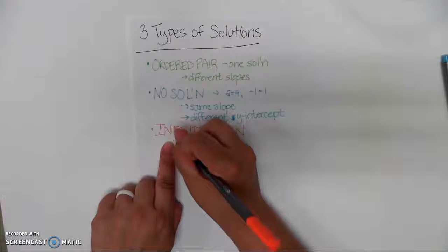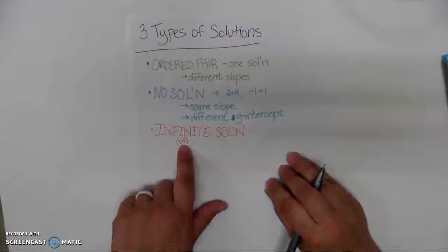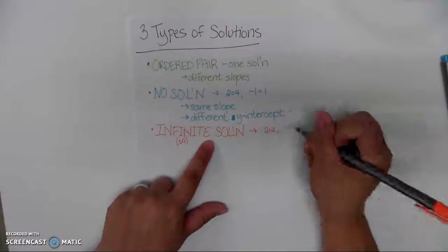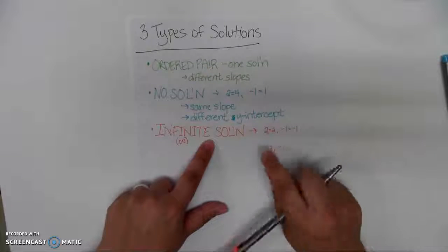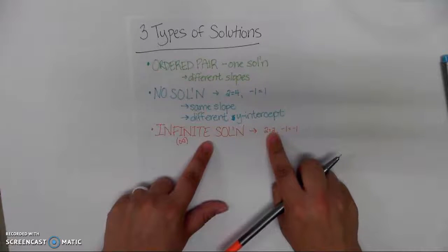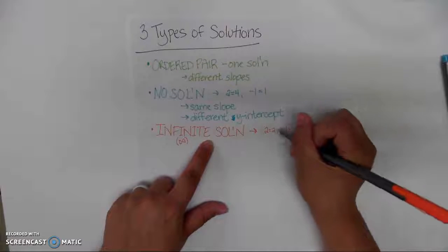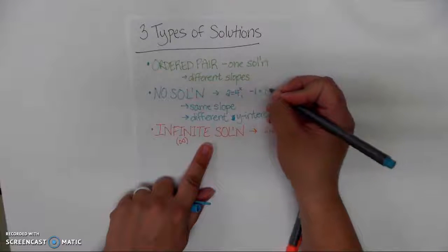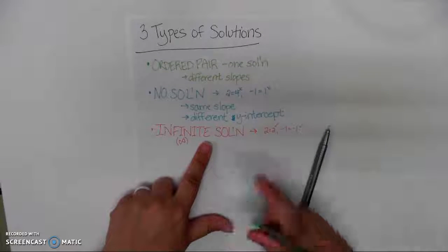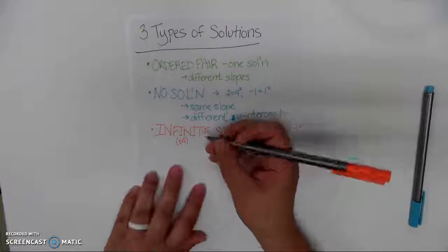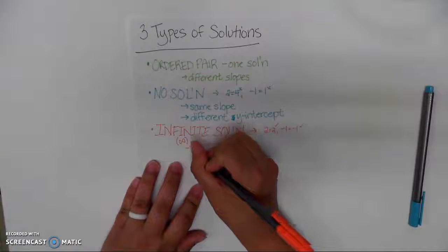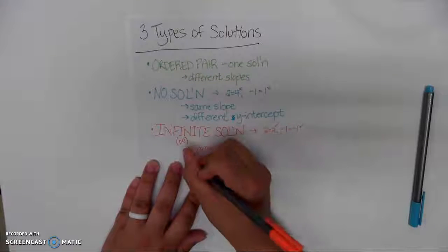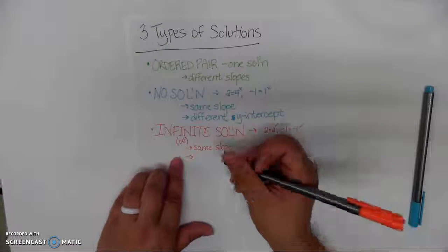Remember the symbol for infinite is a sideways 8. What that looks like is when you do all the work, you get 2 equals 2 or -1 equals -1. You actually get the numbers to work out that they are true. Both of those are true, while the two equalities in the top are both false, right? So what that looks like in your line is they're going to have the same slope, but they're also going to have the same y-intercept.